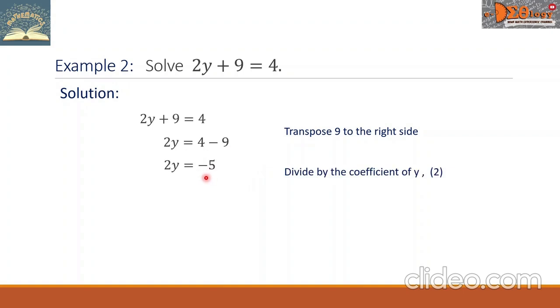Now we divide this equation by the coefficient of y, which is 2. So we have 2y over 2 equals negative 5 over 2. Then we cancel these 2, the coefficient and the denominator 2. The left side is now y equals, the value is negative 5 over 2, and this is the solution.